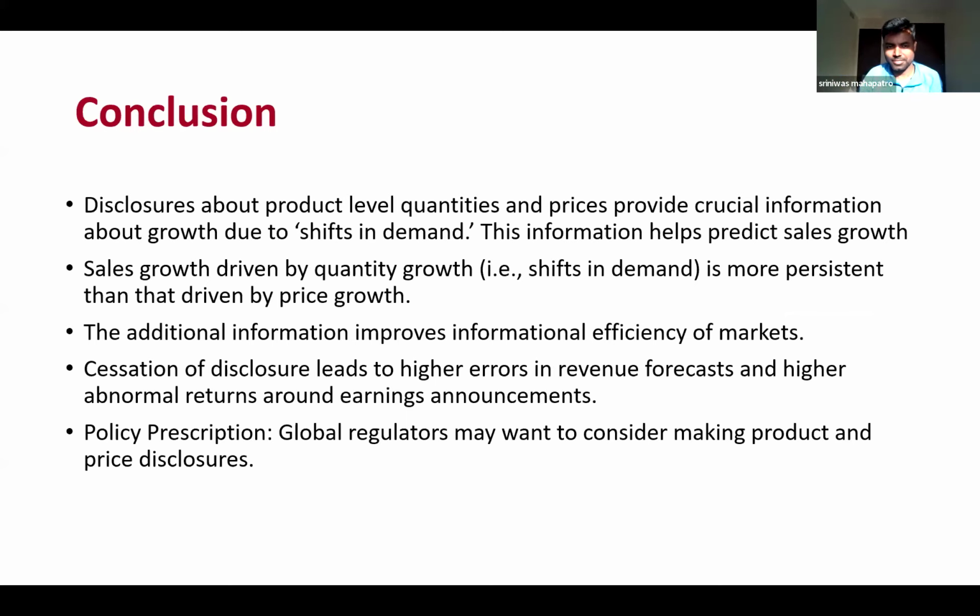Basically, that's the conclusion that we have. These things are informative, and they talk about demand for the product. Quantity growth does drive sales growth a lot more, and it has market implications. It might be something that global regulators might want to have a look at, in case such disclosures may be mandated.